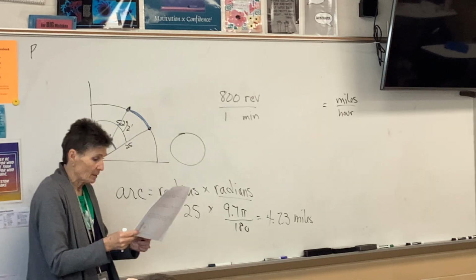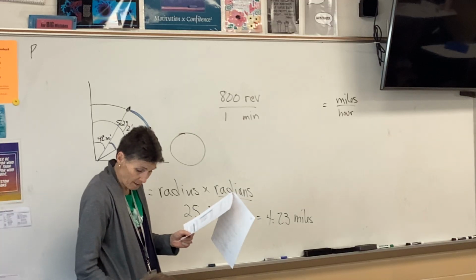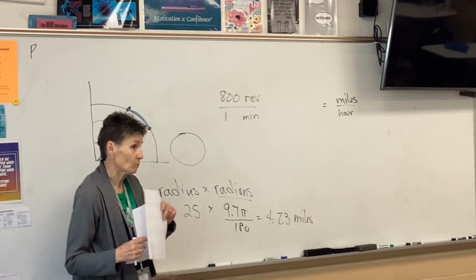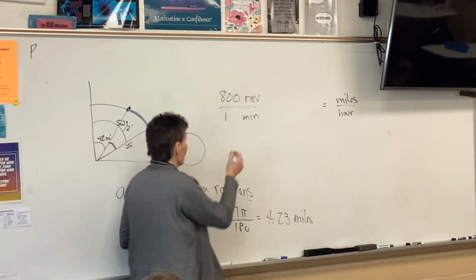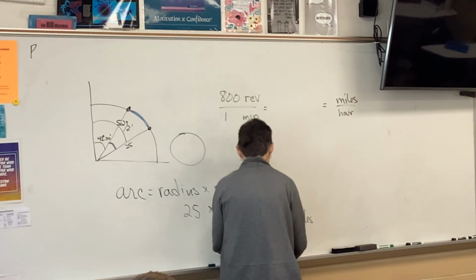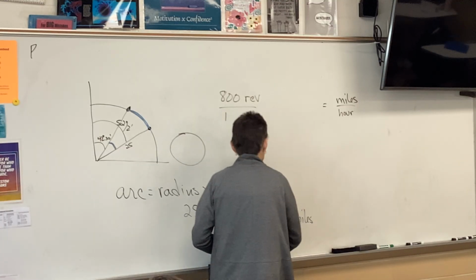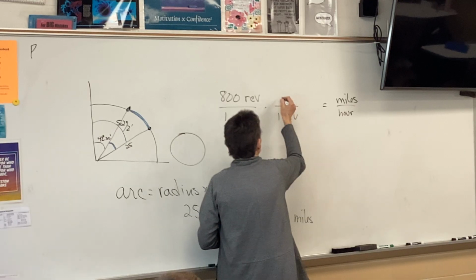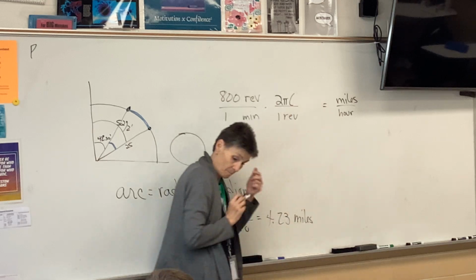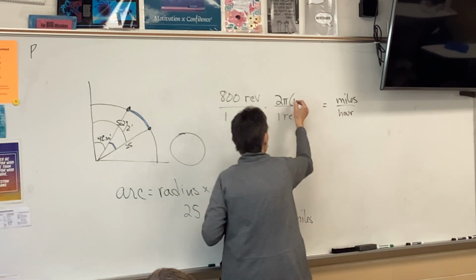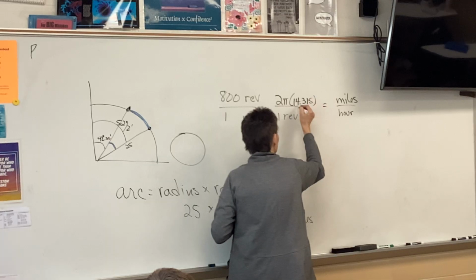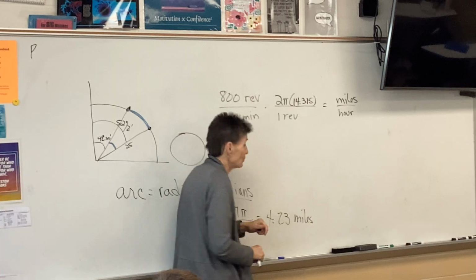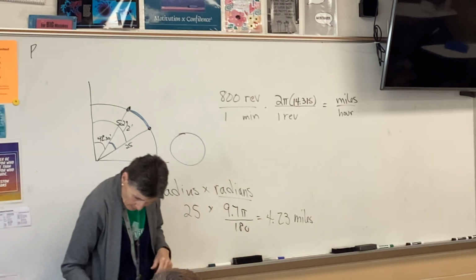What's my radius? Be careful. It's half of 28.63, which is 14.315. So one revolution is a circumference, which is 2 pi times 14.315. And what's the unit on that? That wheel is inches?